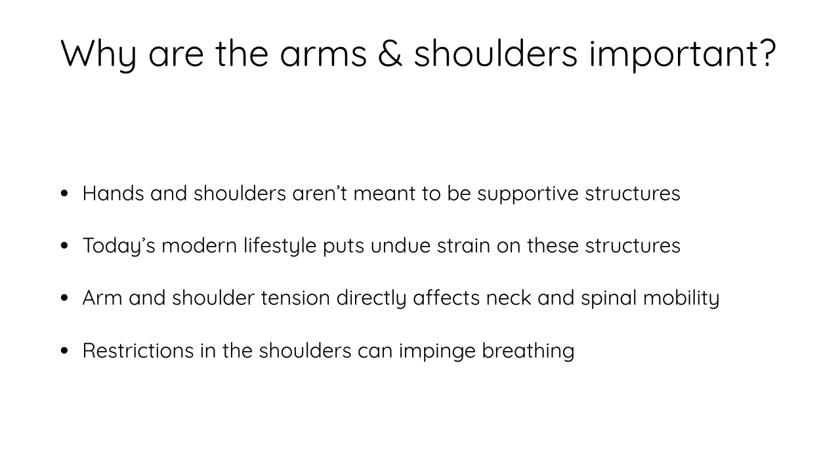Arm and shoulder tension directly affects neck and spinal mobility. Your arm and shoulder muscles are actually connected to your neck and your spine, and I'll show you an illustration where you can see how that fits together. But if there are restrictions in your arms and shoulders, then those muscles that affect the mobility of your arms and shoulders are going to be tight. And since they also connect to the ribs and the spine, then in turn your spine will also have some challenges. And restrictions in the shoulders can impinge breathing.